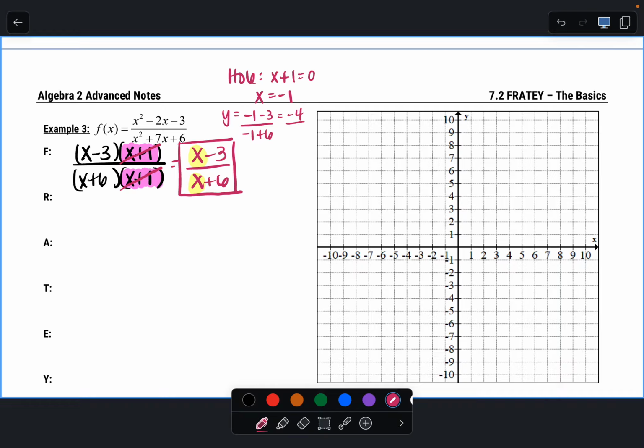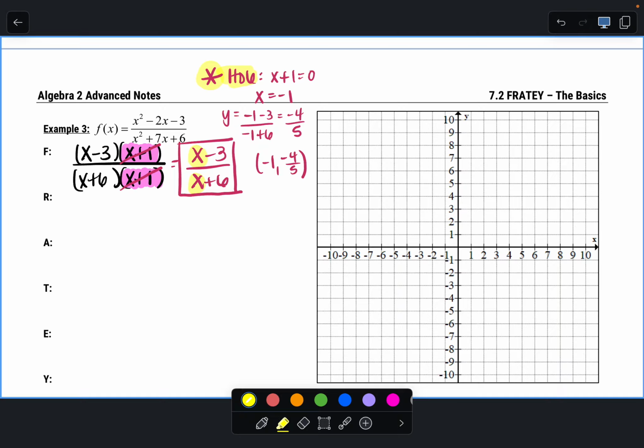If I have a negative and a bigger positive, it's going to stay positive. So what's negative 1 plus 6? 5. So my hole in my graph is going to be at negative 1, negative 4 over 5. And what I want you to do, because I'm going to get this question a million times, put a big old star next to it, highlight it, box it, something where you know if I have a hole, this is what I should be doing.